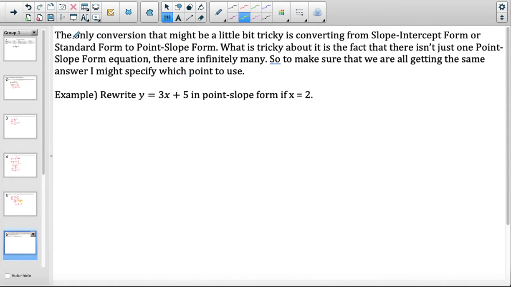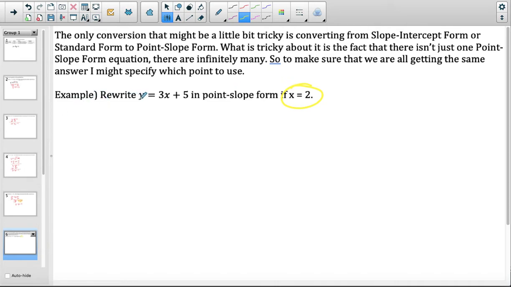So on the next example, I take you through a specific case. This conversion might be a little bit tricky if we're trying to convert slope-intercept form or standard form to point slope. What's tricky about that is that, as we've talked about, there's an infinite amount of point slope equations for a line because there's an infinite amount of points on a line. So to make sure that we're all getting the same answer, I'm going to specify which point to use. I'm always going to tell you what x to focus on. Let's take a look at this problem.